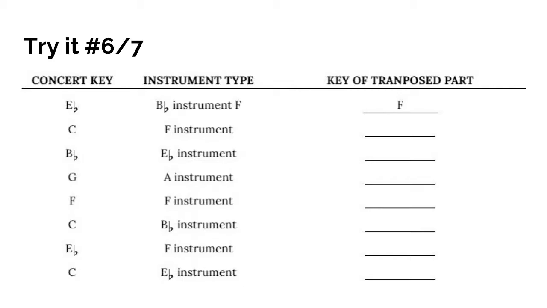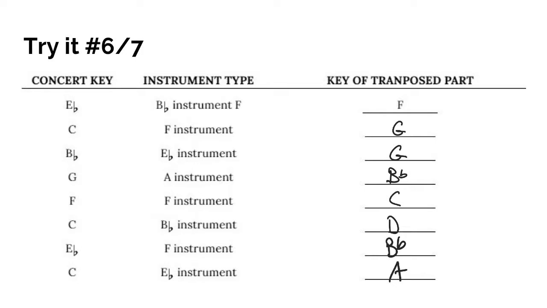So, concert key E-flat, instrument type B-flat instrument or F. Okay, write that there. So this is G, G, B-flat, C, D, B-flat, and A. So for a B-flat instrument, you write a whole step up. Concert key is C, F instrument, you write a perfect fifth up. E-flat instrument, you write a minor third down.